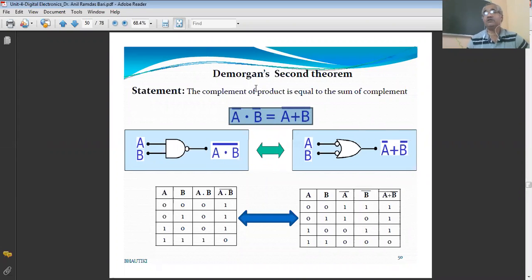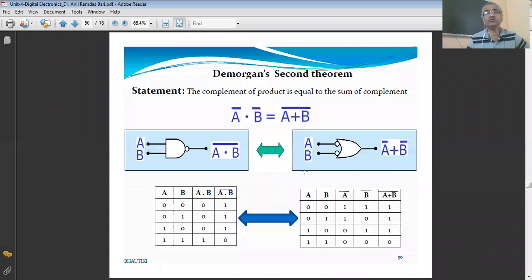So the DeMorgan's second theorem is the complement of product. आता हा काय, A dot B complement म्हणजे complement of product is equal to the sum of the complements. आता हा इथे A complement plus B complement आहे, बरोबर. म्हणजे हा it is the sum of the complements आहे. So complement of the product is equal to sum of the complements.